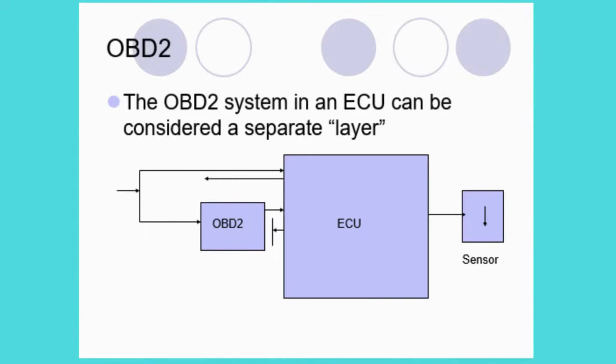The OBD2 system in an ECU can be considered a separate layer. Certain sensor data can only be accessed using the manufacturer protocol. The OBD2 system is not allowed to access this information.